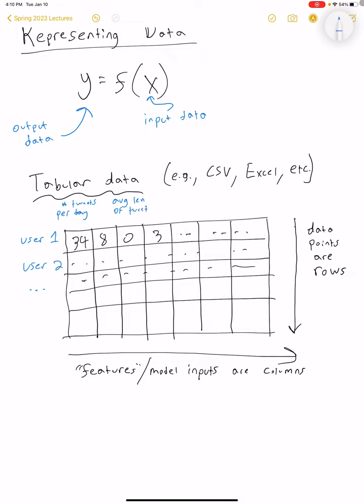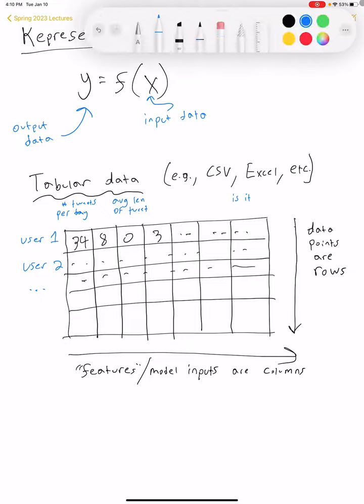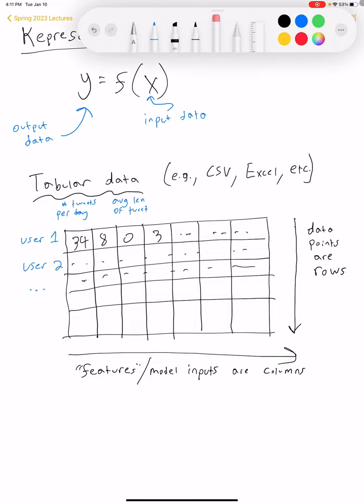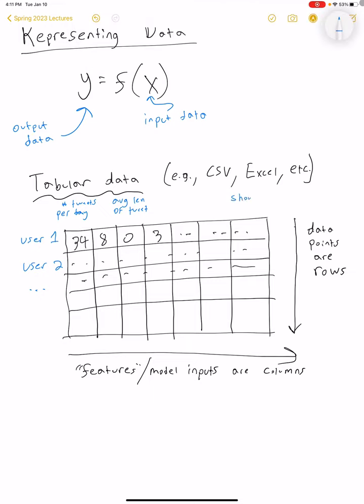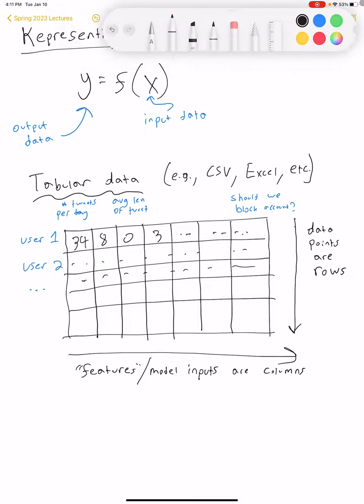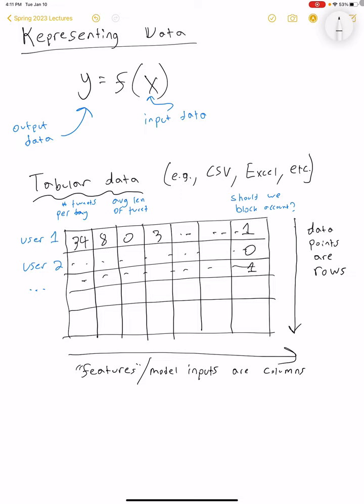And what would be a fun thing to predict from Twitter? When will Elon Musk go away from Twitter? Yeah. Or rather, should the account be blocked? That would be a binary variable, so ones and zeros.